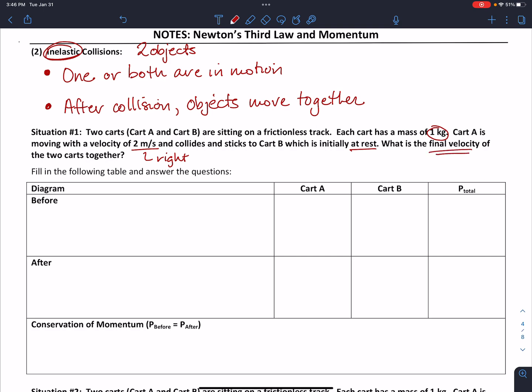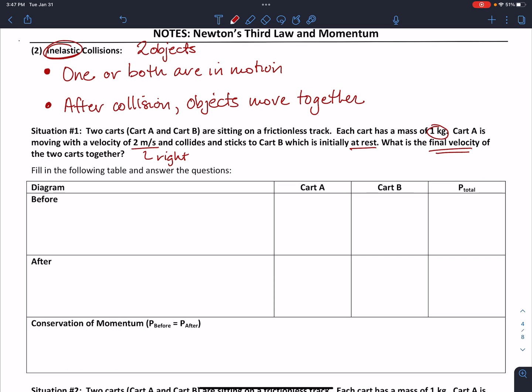In this case, we're not just going to be proving conservation of momentum like we did with our recoil example. We're actually going to be solving for an unknown. We're going to do something similar to what we did before with recoil. We're going to draw some diagrams. So I've got cart A, and it's moving to the right at 2 meters per second. And then we've got cart B that is not moving.